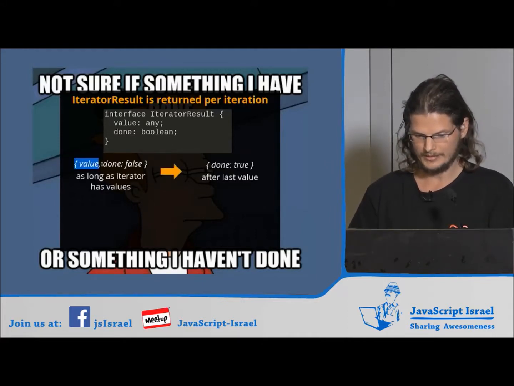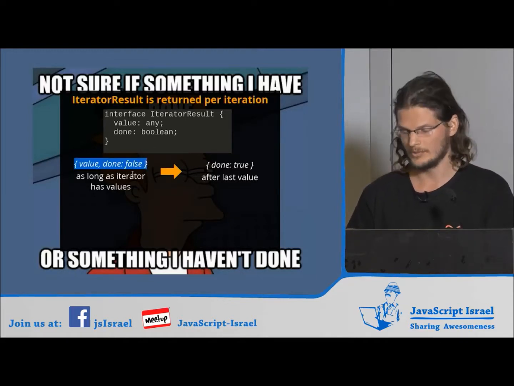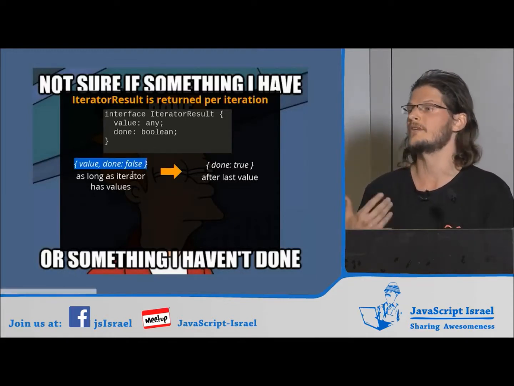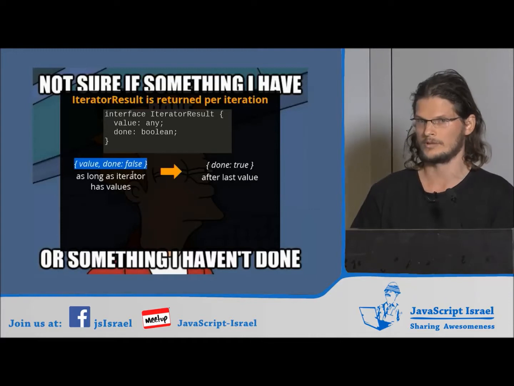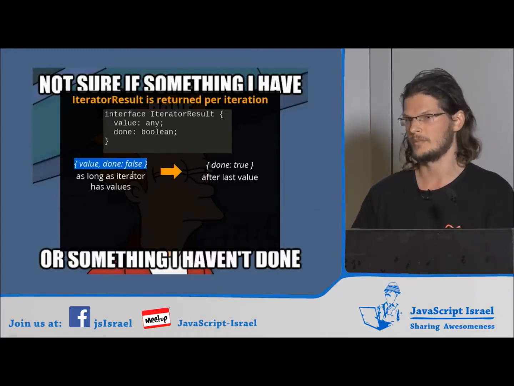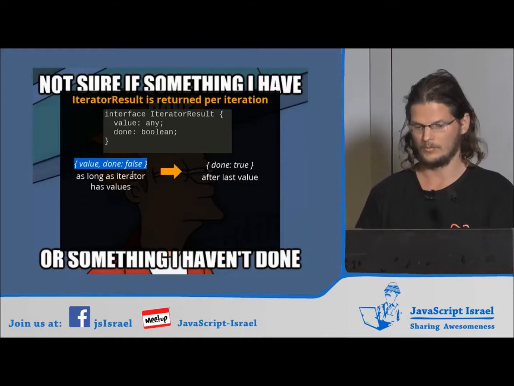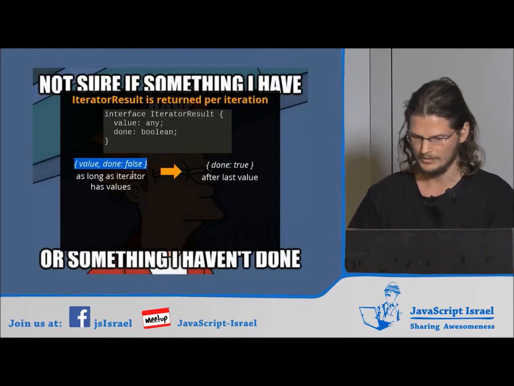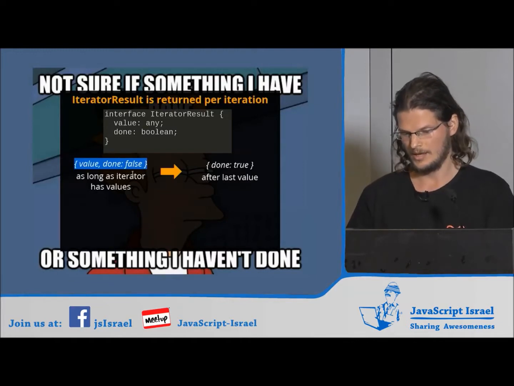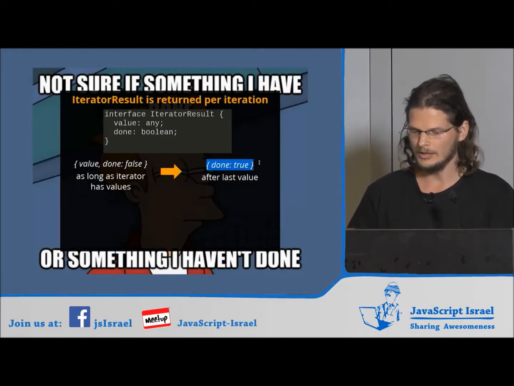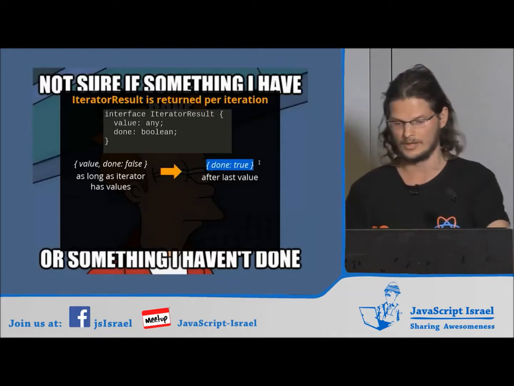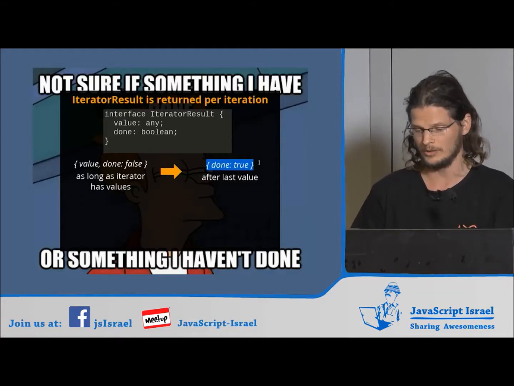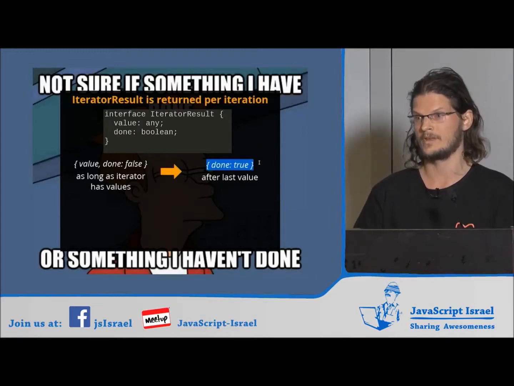It returns a value and a done false property as long as the iterator has values to return. So we can have finite iterators, ones who have a certain number of members which you can iterate while they haven't been exhausted. And once they have, then each iteration will return simply a done true iterator result object after the last value, and you can call that as many times as you want, and you'll always get done true without a value because there are no more values.